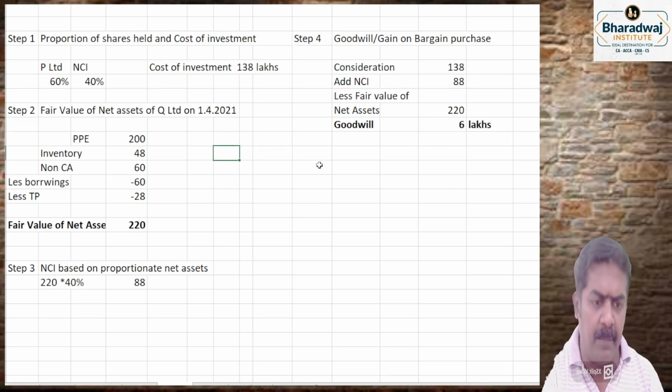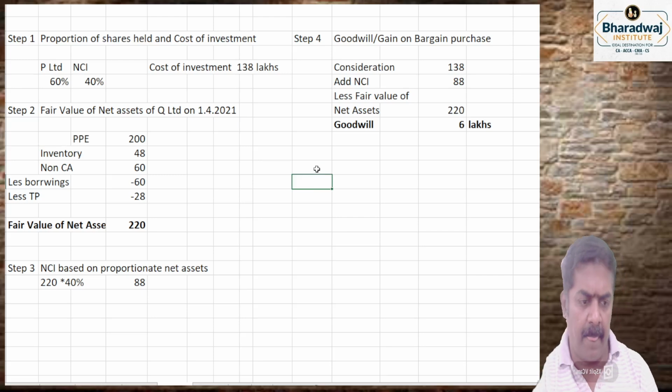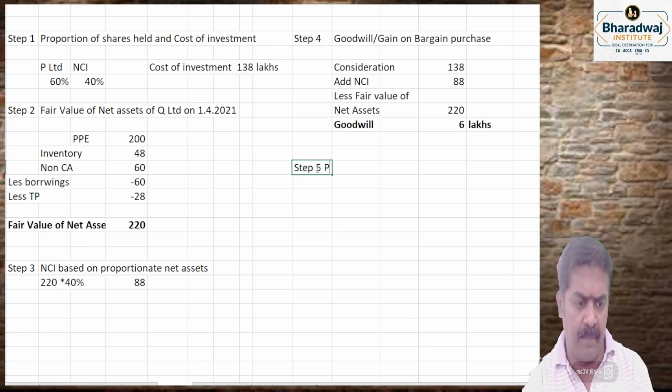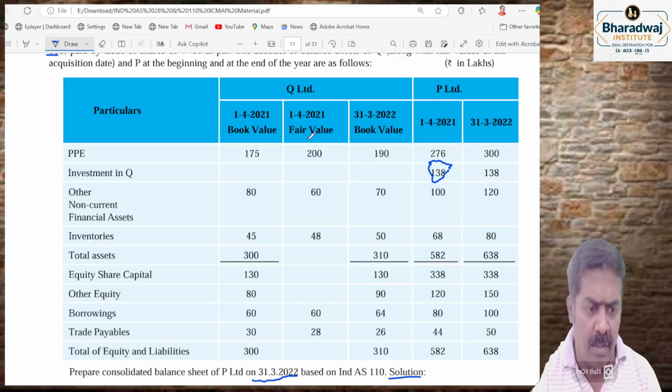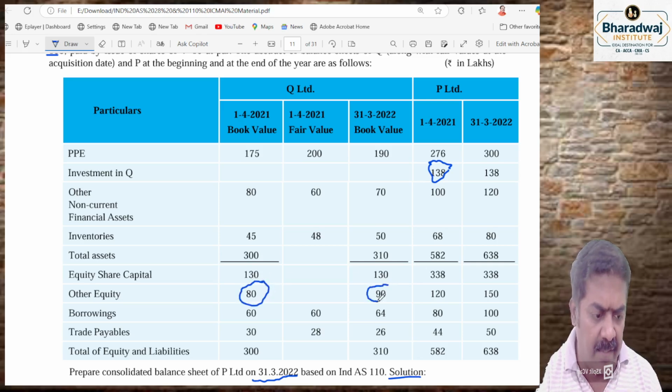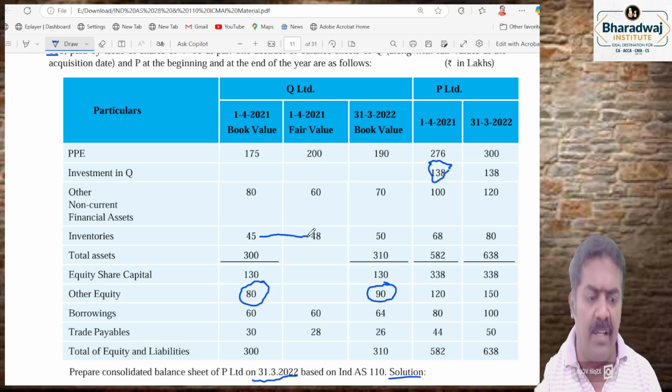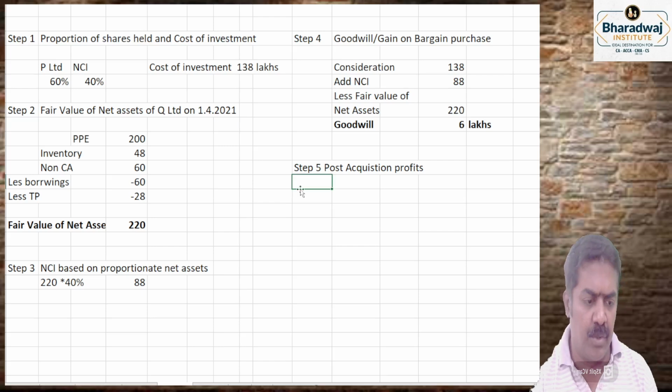Post acquisition profit, be careful. When you work out post acquisition profit, look at Q Limited's equity, other equity. Q Limited's other equity, how much was there at the beginning of the year? 80. What is the value at the end of the year? 90. And there is a change in the inventory value. Inventory value increased by 3. Then trade payable reduced here. So wait.